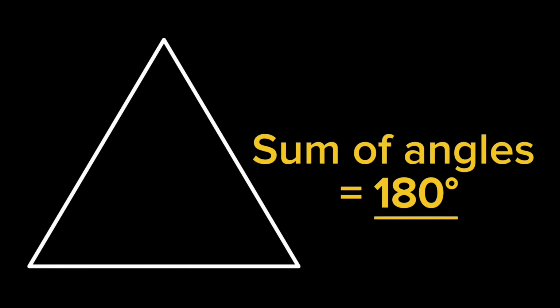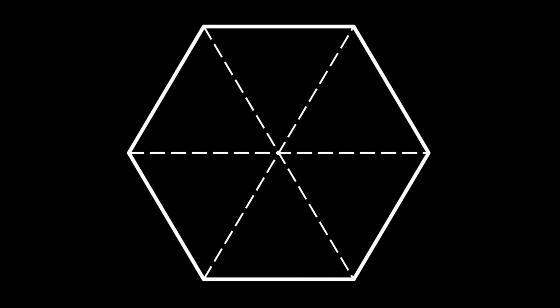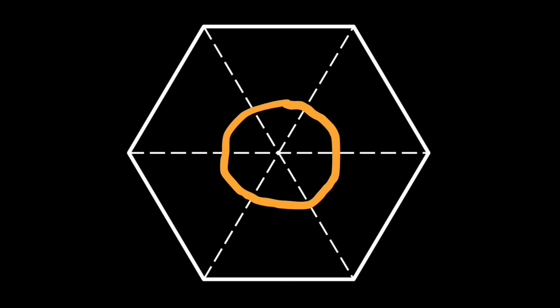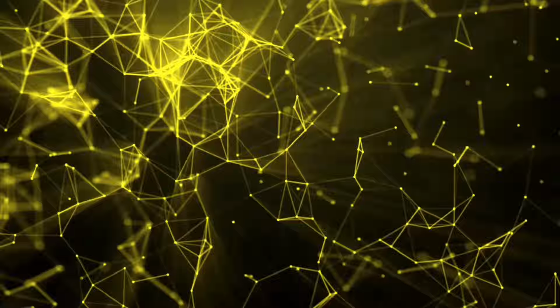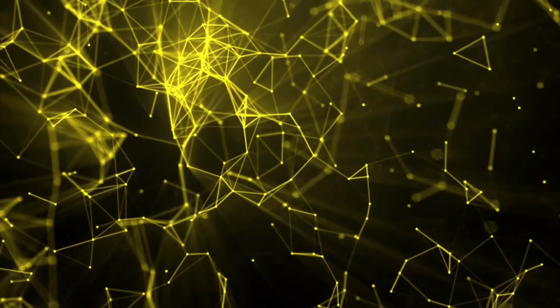And since the sum of all angles in a triangle is 180, which is already a multiple of 3, 6, and 9, the sum of all interior angles of any polygon must also be a multiple of 3, 6, and 9. Now you might be wondering, wait, can't you draw 6 triangles in a hexagon like this? And you are absolutely right. But these angles of the triangles here don't make up the angles of the hexagon.